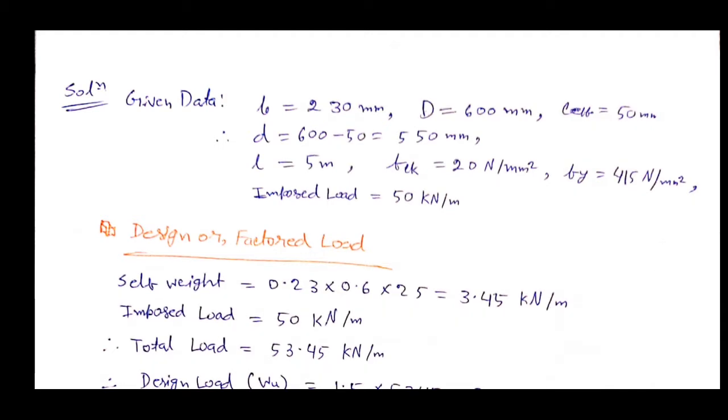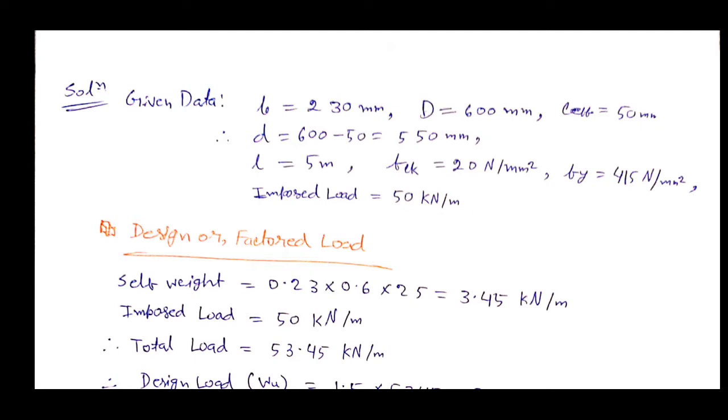First, write down the given data. B, that means width, is 230 mm. Capital D, that means overall depth, is 600 mm. C effective, that means effective cover, is 50 mm. That means effective depth small d is 600 minus 50, that is equal to 550 mm. The effective length is 5 meter.